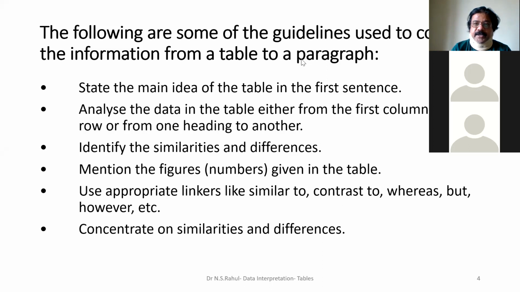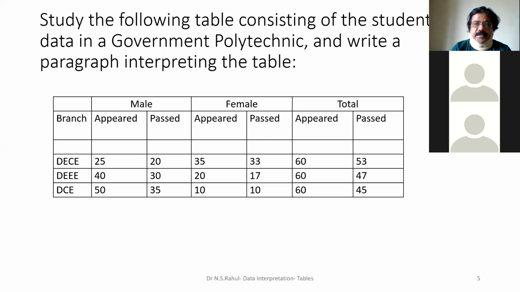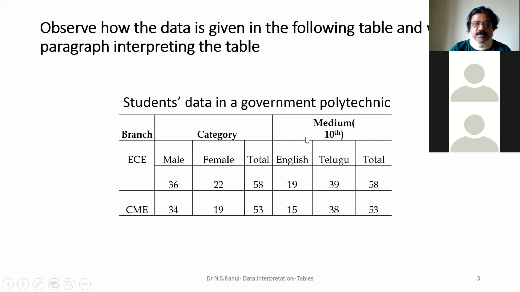And we practiced one table. Today we are going to practice 2 more tables. Tables will come in your examination. And after that, yeah, this is the second table. This is similar to the table we have already analyzed. But what is the main difference between this one and that one? The earlier one, do you remember the first table we analyzed? See, how many categories were there? Male, female, and medium. These are the 2 things for ECE and CME.